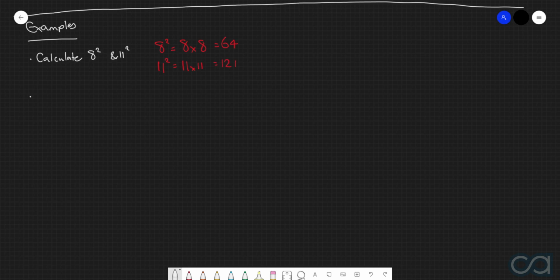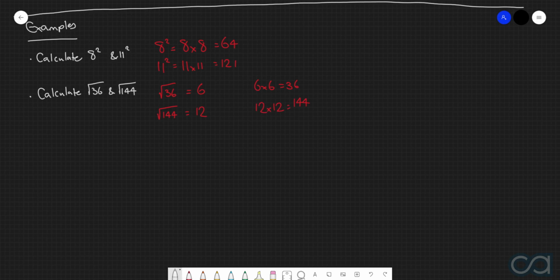The next example that we're going to do is to calculate the square root of 36 and the square root of 144. So if we start off with the square root of 36, we're trying to figure out what number we have to multiply by itself to give us 36, which is of course equal to 6, since 6 multiplied by 6 is equal to 36. Similarly, with the square root of 144, what number do we have to multiply by itself to give us 144? The answer is 12, since 12 multiplied by 12 is equal to 144.